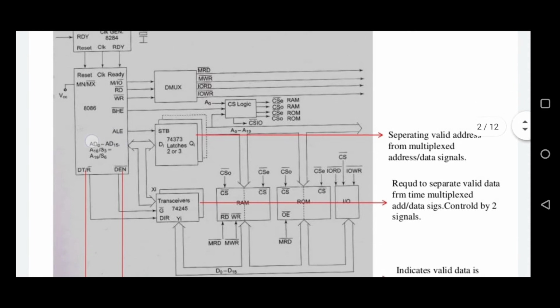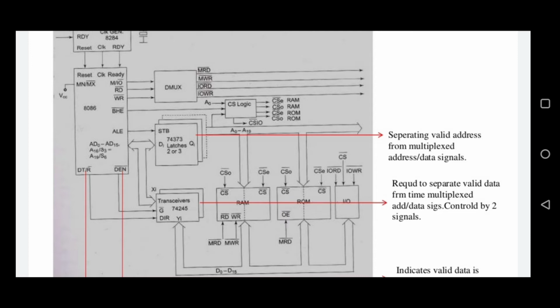Next we are going to discuss the transceiver. Transceivers are called bidirectional buffers, and these are sometimes called data amplifiers. This data amplifier separates the valid data from the multiplexed address and data signals, that is D0 to D15. Basically, the 8086 microprocessor has a 20-bit address bus and a 16-bit data bus. So the transceiver separates the valid data.